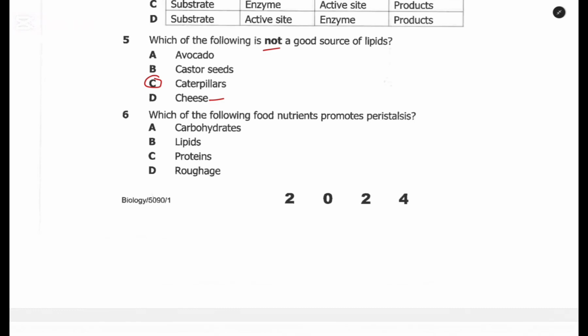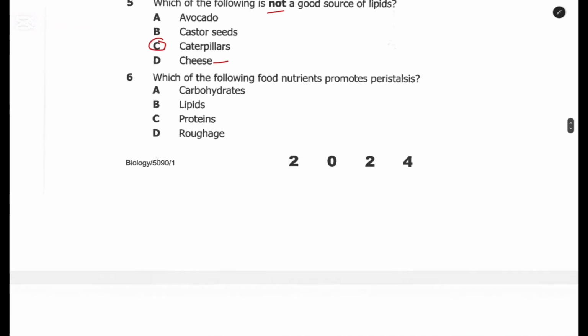Question 6. Which of the following food nutrients promotes peristalsis? Peristalsis is just a rhythmic contraction of the circular and longitudinal muscles of the alimentary canal to move the food or to propel the content in one direction. That is the way food moves from the mouth through the esophagus to the stomach. So the one that stimulates it is roughage. So you need roughage.